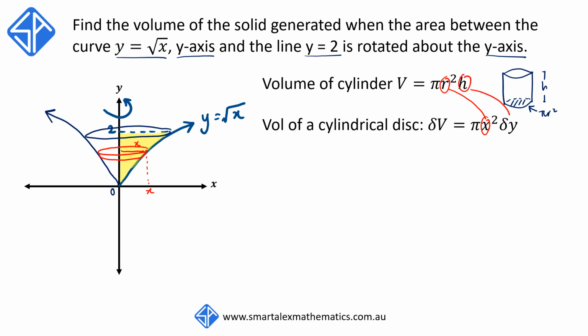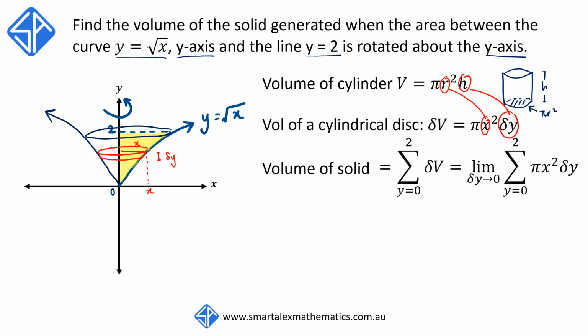H gets replaced by delta y because delta y is essentially that very, very small increment along the y-axis which represents the height of each cylindrical disc. So if we now want to find the volume of the whole solid, what we do is we sum up all these delta V's from y is equal to 0 to 2. Now the expression delta V gets replaced by pi times x squared times delta y. And we take the limit as delta y approaches 0.